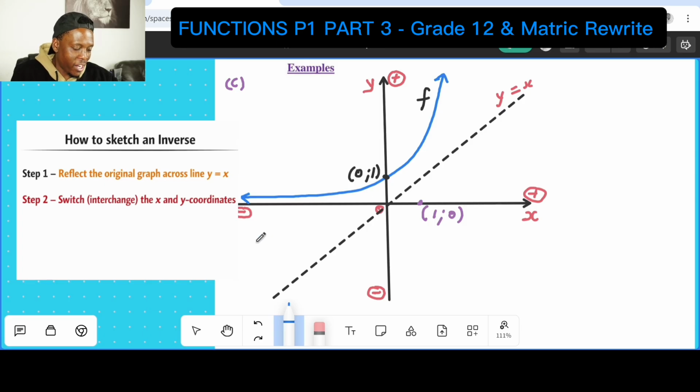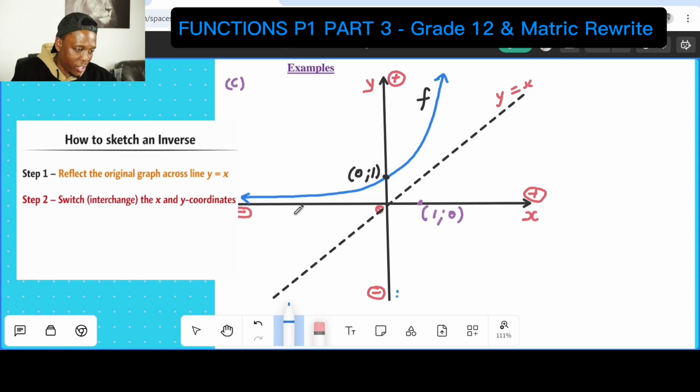So the inverse must do the reverse of that. If the original graph is too close to the negative x-axis, the inverse must be too close to the negative y-axis. You are switching x-axis with what? Y-axis. Original too close to negative x-axis. The inverse must be too close to negative y-axis. Somewhere here.